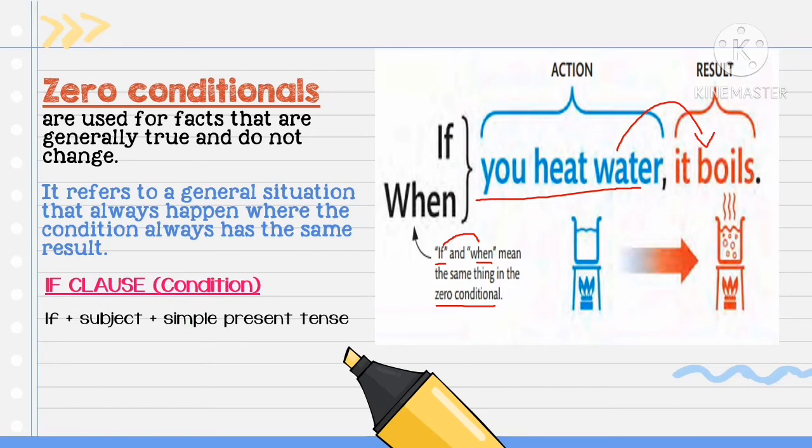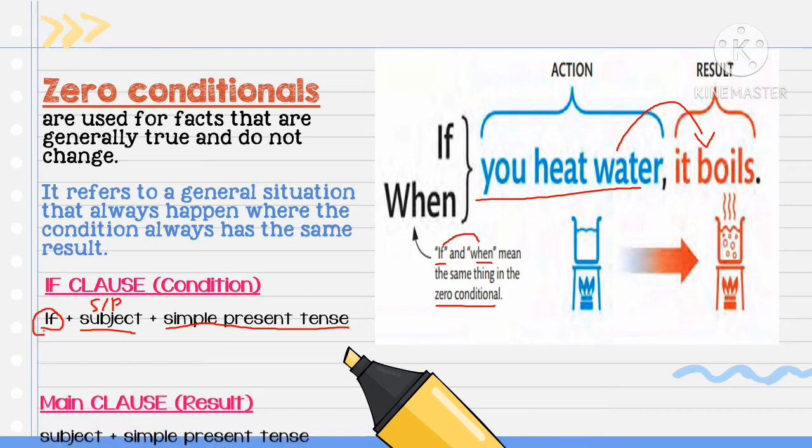And then, how do we construct zero conditional? Let's start with the condition or the if clause. Of course, you start with the word if, followed by the subject. The subject can be singular or plural. And then, simple present tense. The verb must be in simple present tense. Ibig sabihin, kailangan hindi siya nag-e-end sa ed.